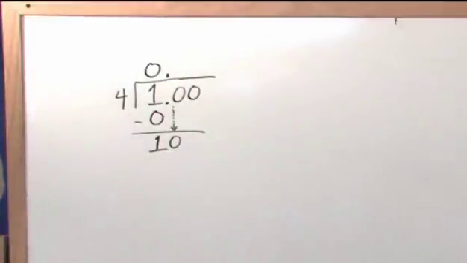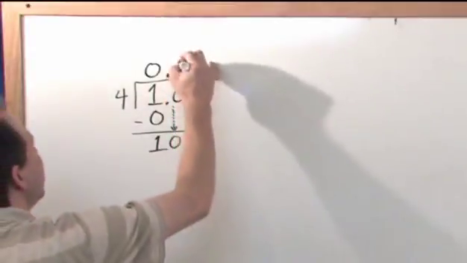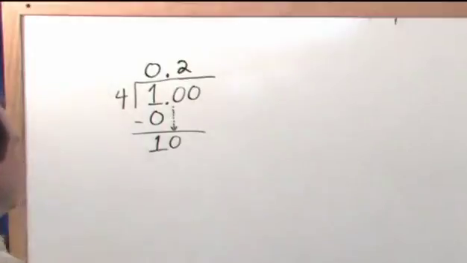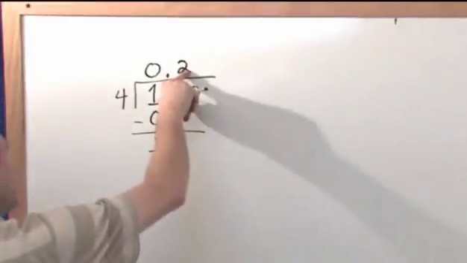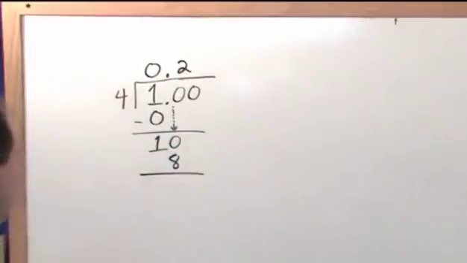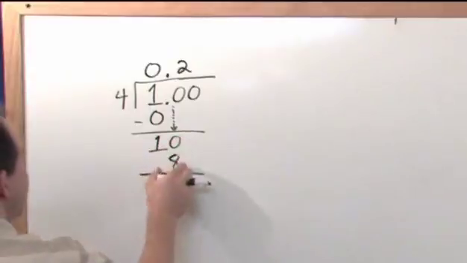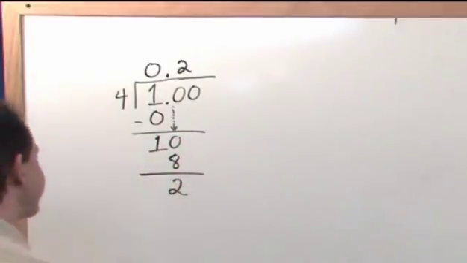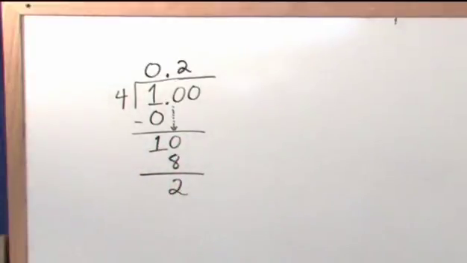Well, 4 times 1 is 4, and 4 times 2 is 8, and 4 times 3 is 12. Well, that's too many. We know that's too many because we only have 10 here. So 4 times 2 is as close as we can get to 10 without going over. So now that we put the 2 up here, 4 times 2 gives us 8, and we subtract. 10 minus 8 gives you 2.